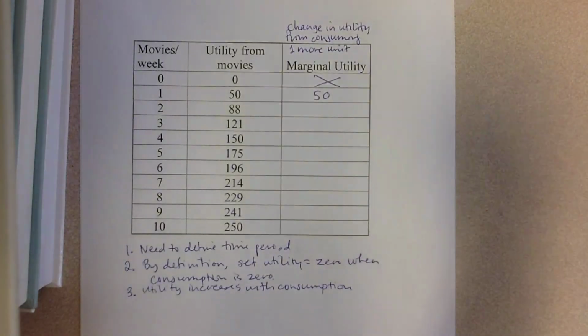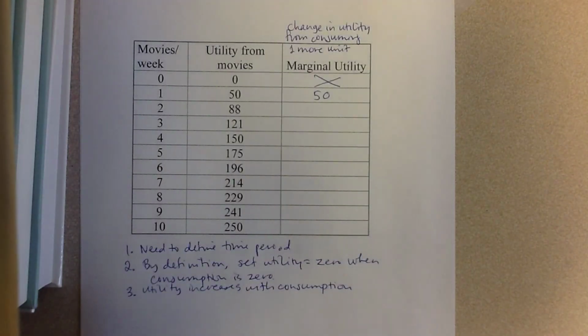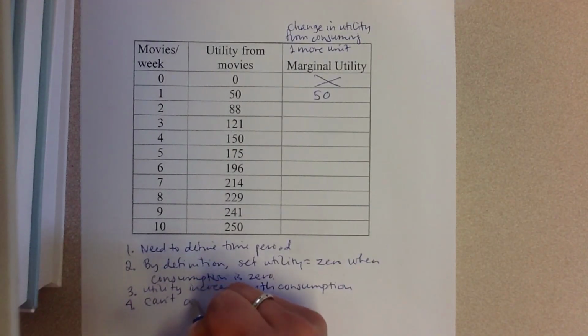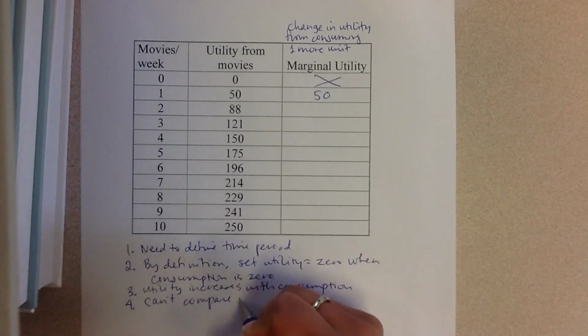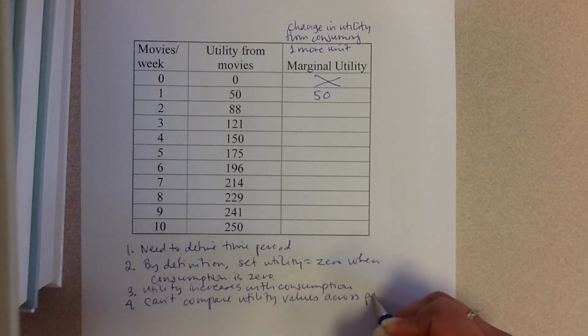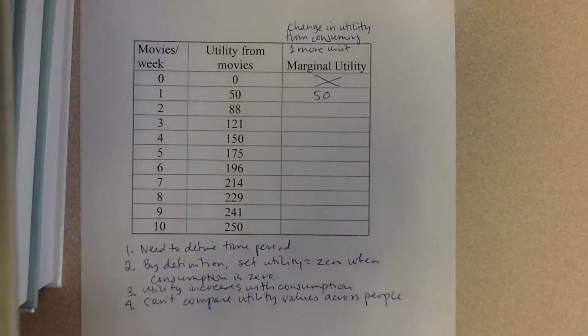That's Lisa. That's how she feels about her first movie. Somebody else might have a totally different number. And we don't make comparisons between people. These numbers are unique to the person whose utility we're looking at. So we can't compare utility values across people. We only look within people, like now we're looking within Lisa as she consumes more and more movies.